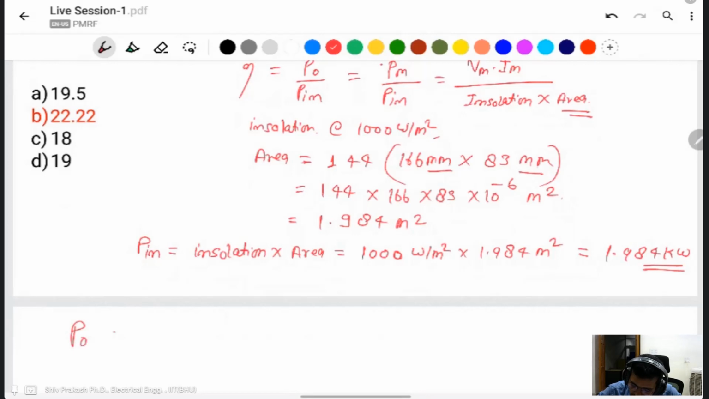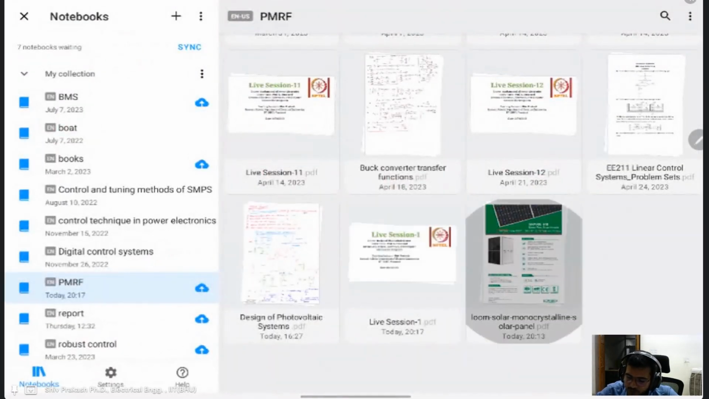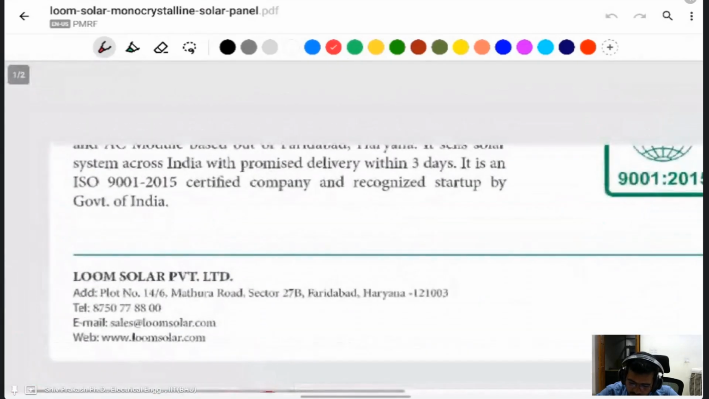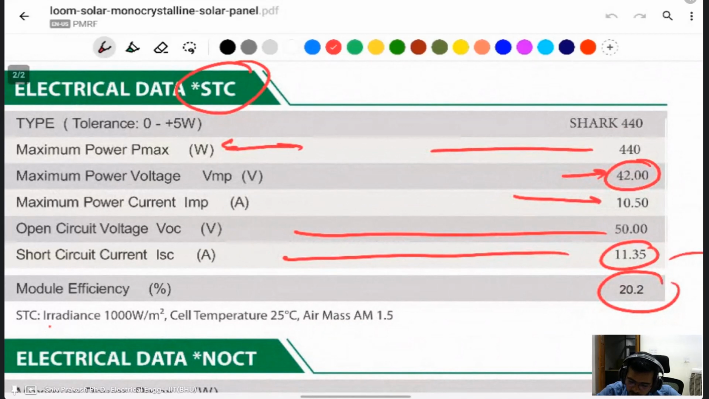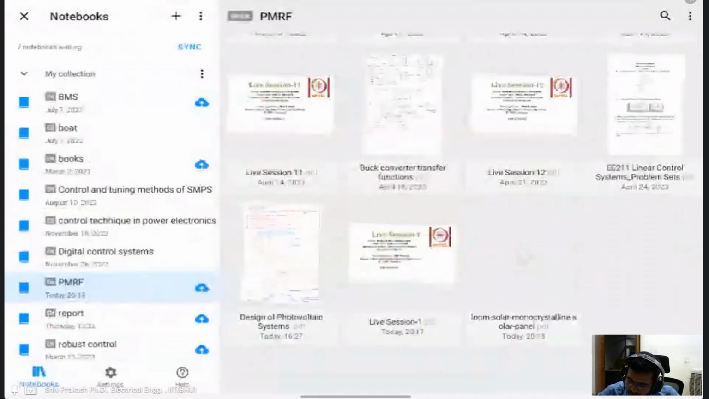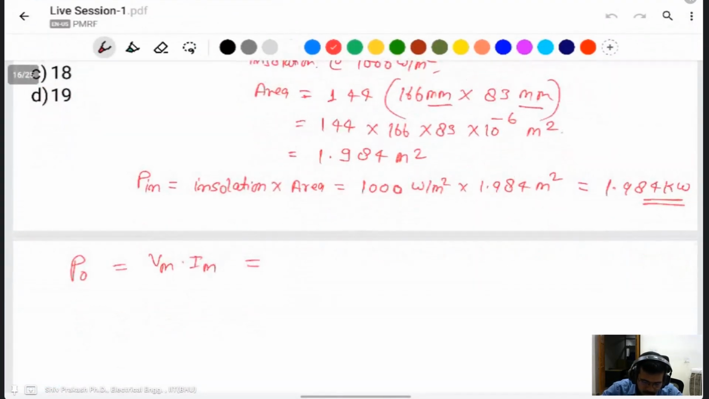Then what will be the output power? Output is Vm into Im. Take the data from the data sheet, maximum power and maximum current at standard. Voltage at maximum power is 42 volt, and current at maximum power, Imp, is 10.5. Take this one. Sorry. It is equal to 441 watt.